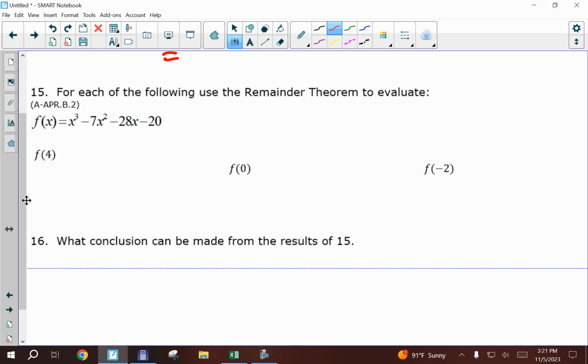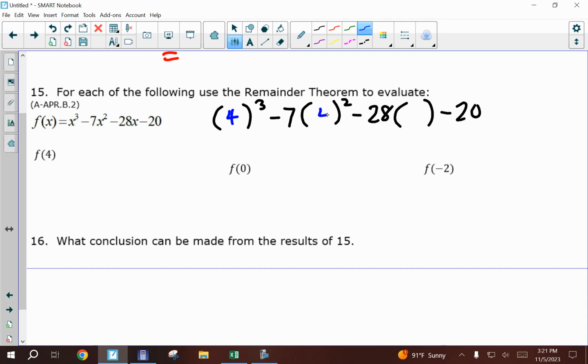Okay, next it says, for each of the following, use the remainder theorem to evaluate that problem. So basically they want us to plug in some values in here. So I'm just going to write this part once. I'm going to write the entire problem, but I'm going to write it without its x's, because we're going to be substituting in those x's. Oops, that's actually 28, and then parentheses, and then minus 20. So the first one they want us to check is 4.